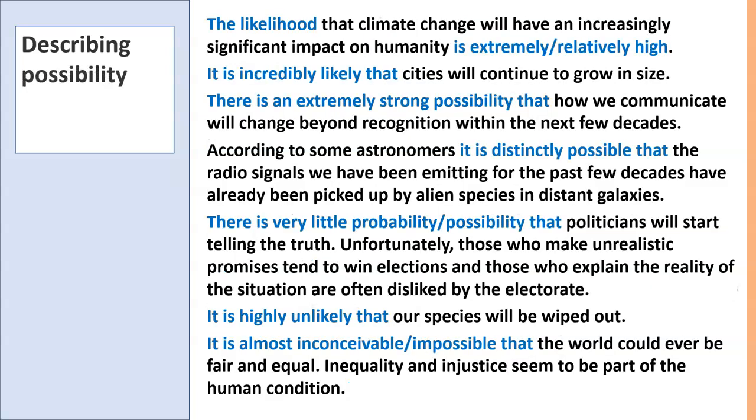You also want to refer to possibility. So the likelihood is extremely high or relatively high. It's incredibly likely that, and again we use this phrase when there is a strong possibility that something will happen, and we can indeed use the phrase there's an extremely strong possibility that something will happen. You can refer to something as being distinctly possible when you think there is a high chance, and there is very little probability or very little possibility when you think there is a low chance. Similarly, it's highly unlikely that, and it's almost inconceivable or almost impossible that, when something very nearly certainly will not happen.